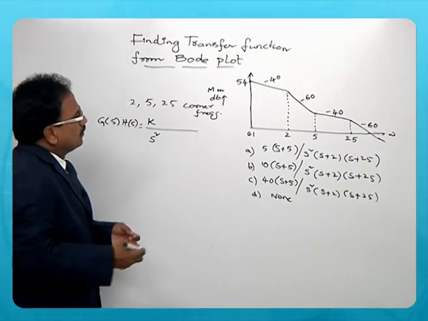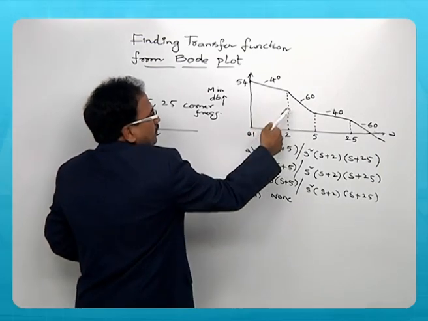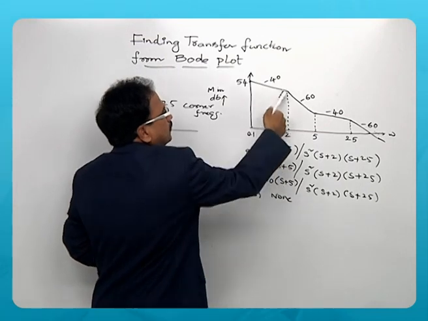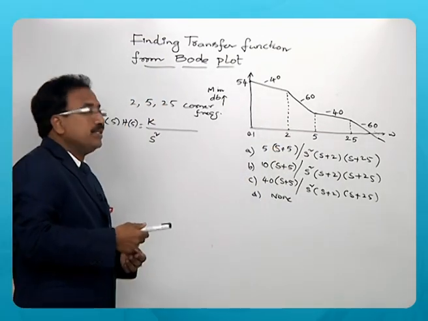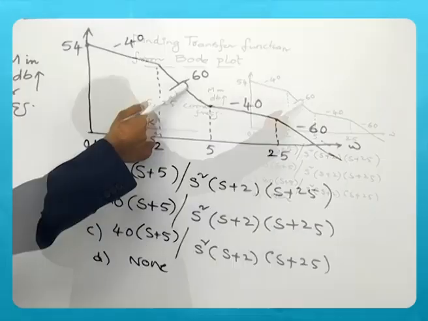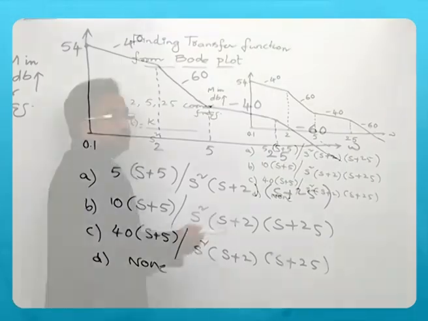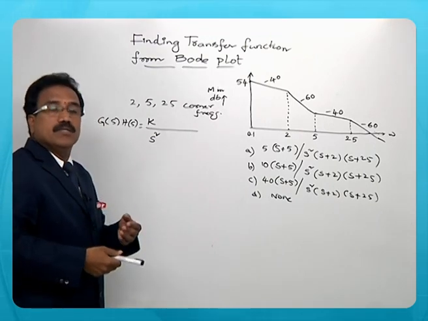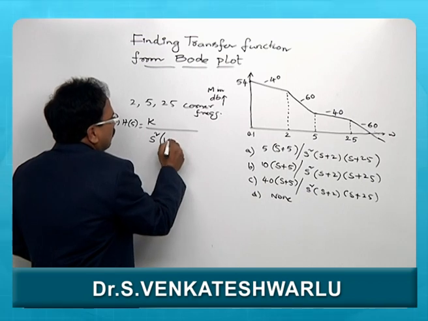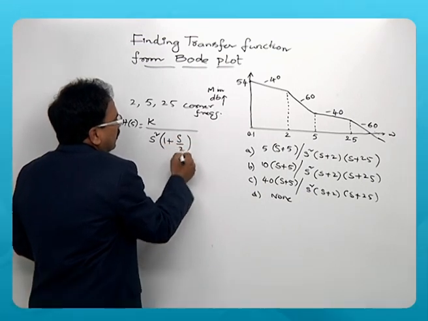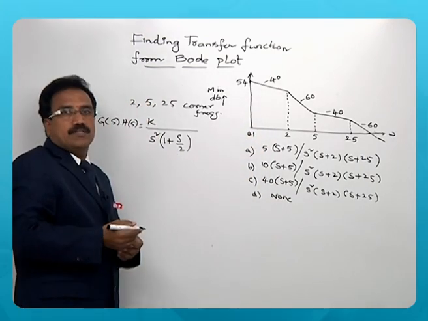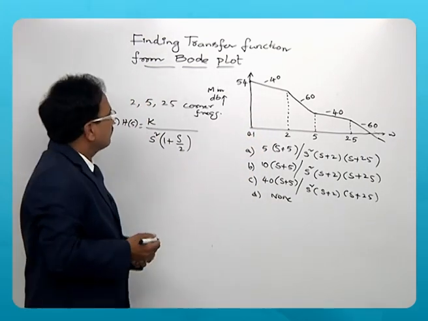And when you look at this minus 60, the change in slope from minus 40 to minus 60 is at 2, the corner frequency. That means minus 20 is added at this corner frequency 2. That means a pole is added, because a pole has negative slope. So I can say that it is 1 plus s by 2, where 2 is the corner frequency where the slope changes from minus 40 to minus 60.